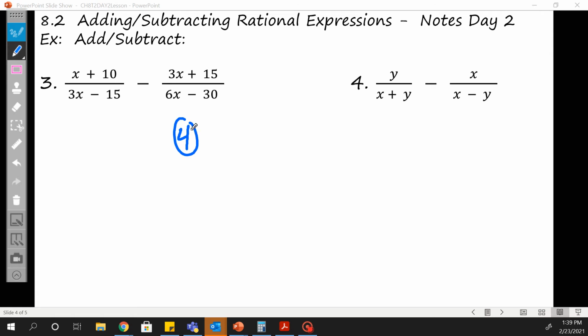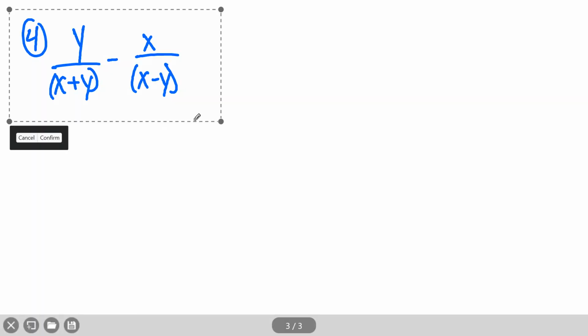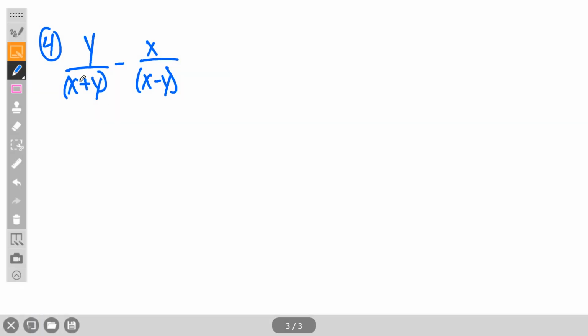And lastly, number 4: y over x plus y, minus x over x minus y. Now, the denominators are already factored. x plus y and x minus y, nothing factors out of those. So the LCD: the factors that they have in common, well, they don't have anything in common. The factors that they don't have in common are each other. x plus y, which is the only factor for this denominator, and x minus y, which is the only factor for this denominator.